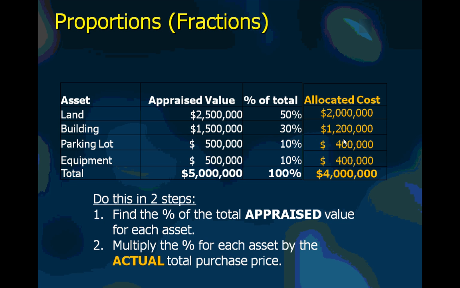30% of 4 million is 1.2. 10% is 400K. 10% is 400K. And now, of course, these have to add up to 4 million as well. Okay, so that's how you do it. Two simple steps. Find these ratios or percentages according to the appraised value, even if the total appraised value is different than the total cost that you paid.